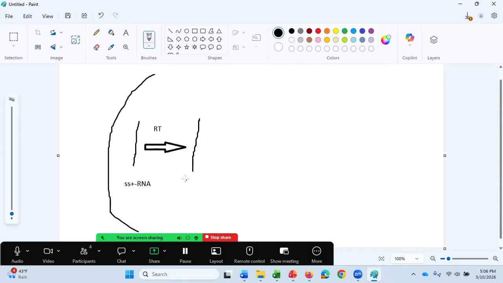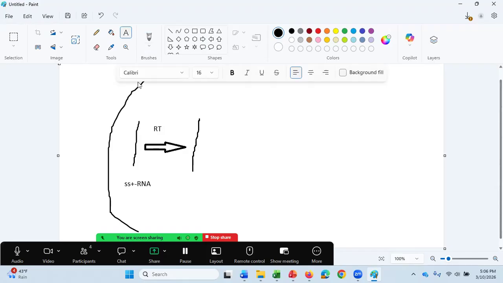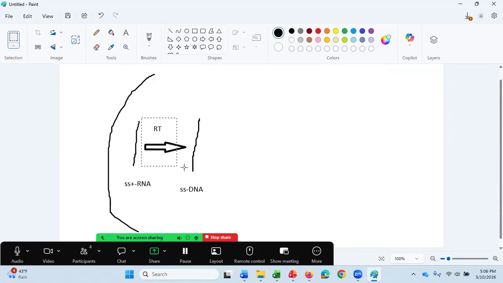All right, so I did go through this. Sorry, I've got a tickle in my throat. Single strand DNA. And then the reverse transcriptase works on the single strand DNA to make double strand DNA.